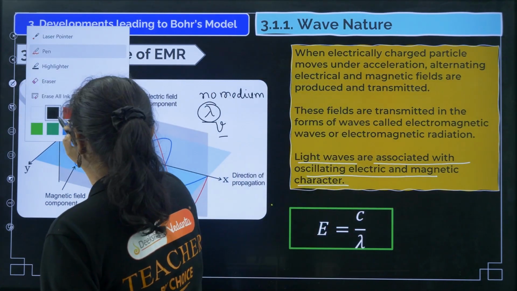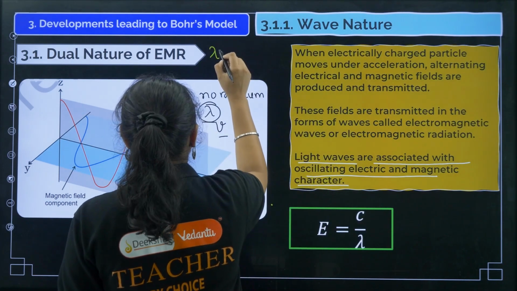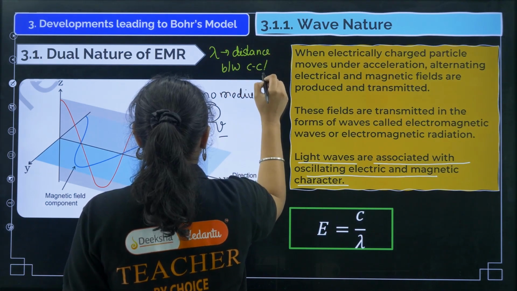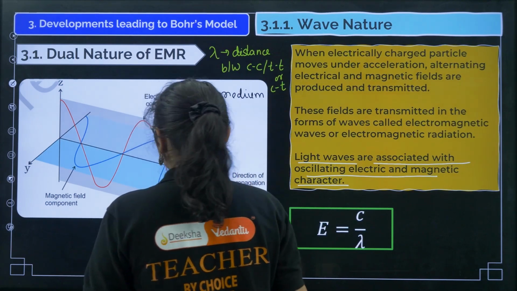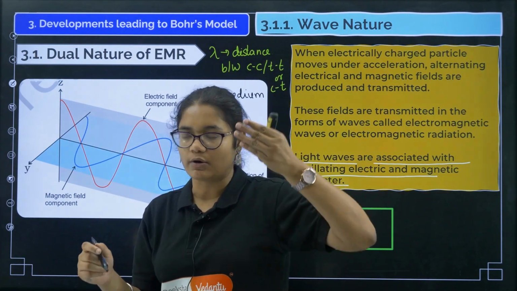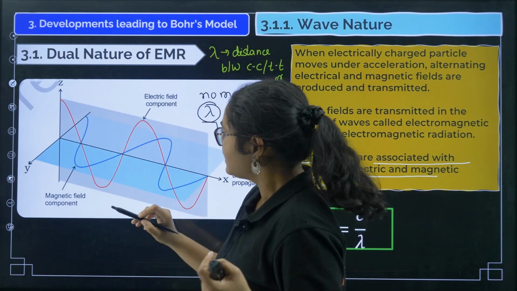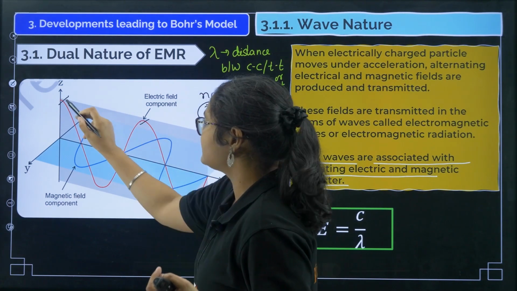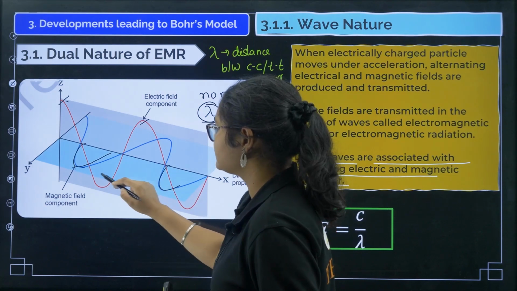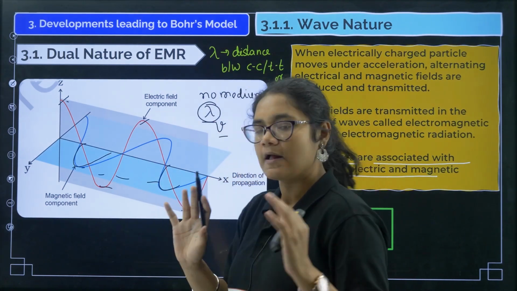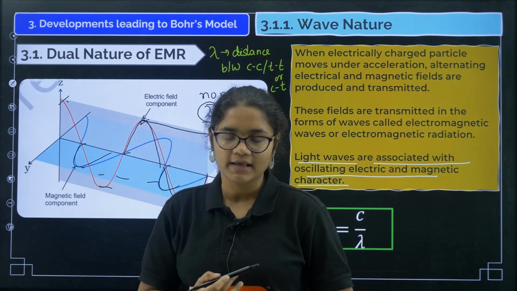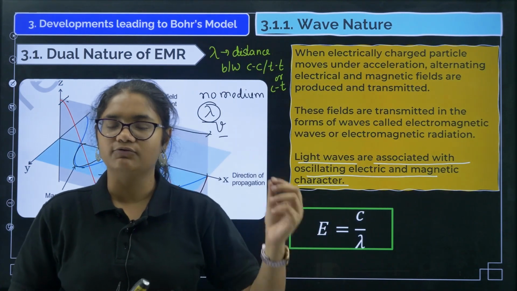So I can define it this way: wavelength is the distance between two crests, two troughs, or one crest and one trough. If you see a wave, the part going down is called the trough and the top is called the crest. The distance between two crests is called the wavelength, or lambda. You can also take two troughs, or one crest and one trough, and that distance is also the wavelength.